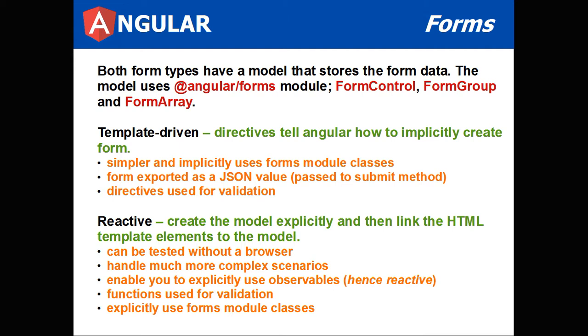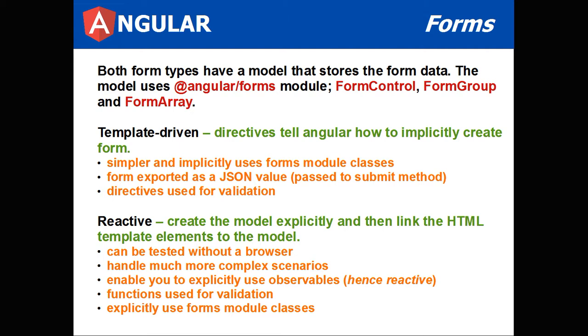The template-driven form has directives to tell Angular how to implicitly create the form. It's simpler and implicitly uses the forms model classes. The form is exported as a JSON value, let's say passed to the submit method, and directives are used for validation. Although it's simpler, it's nice to use because you're always in the markup fragments defining the form attributes, and a JSON value goes to the backend, so you log it and implement functionality based on the JSON object. There are not many code changes except in the component.